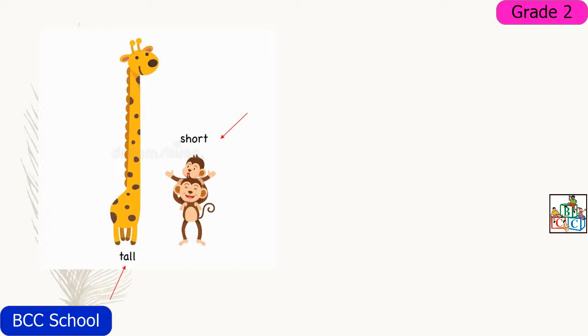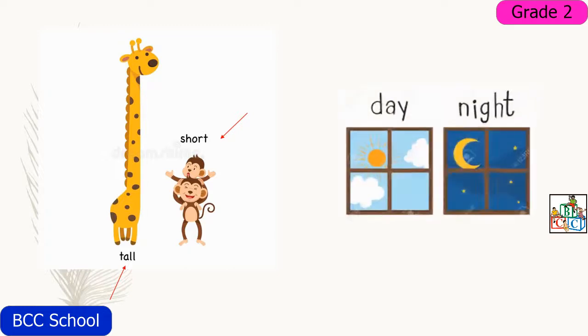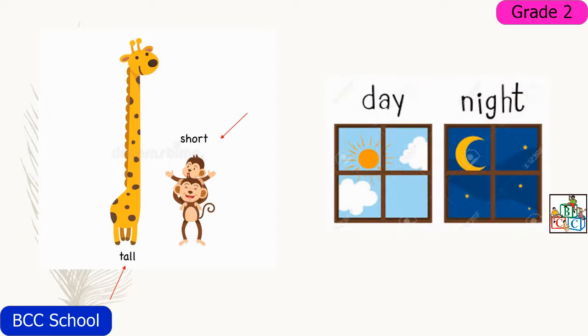Next we have day and night. Can you see the day and night in the pictures? It's very easy. You know what is day and night. So the opposite of day is night. If it's not day, it is night.